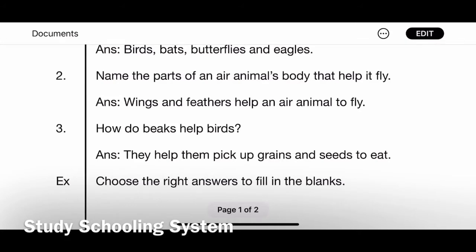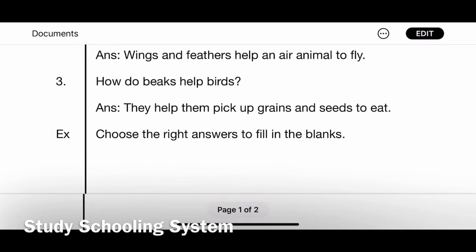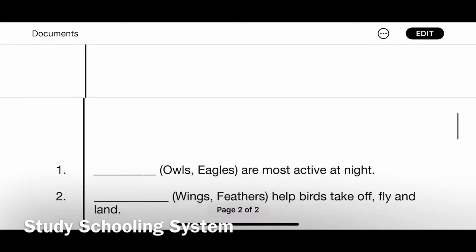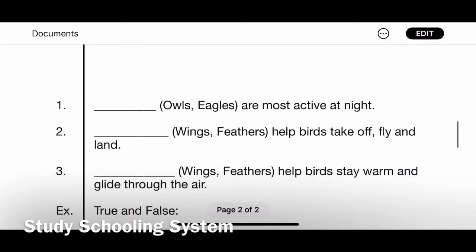Good. Now the next exercise is choose the right words to fill in the blanks. So number 1 is dash are most active at night. Your choices are owls and eagles. What do you think is the correct answer? Yes, you know owls. Owls are night animals. They are the most active at night. Good job.